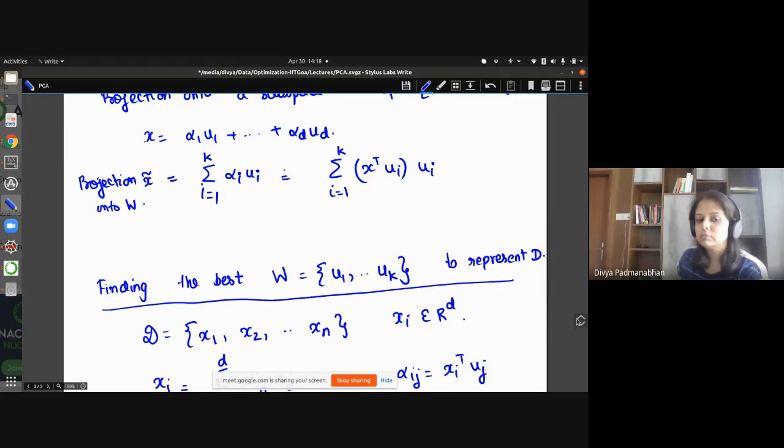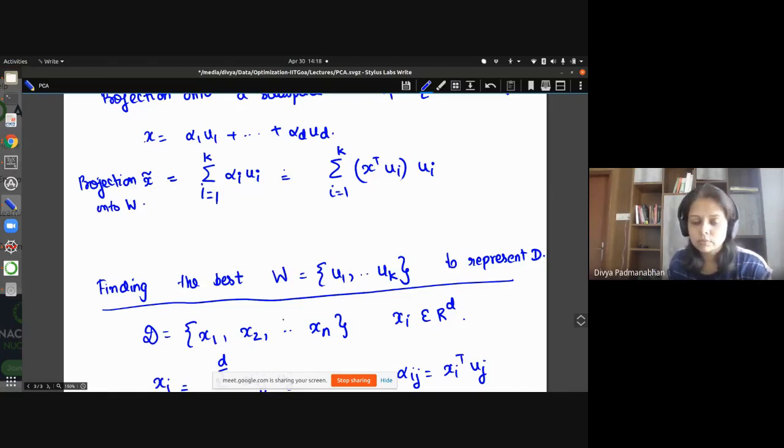Instead of just looking at u1 to uk, we'll try to think in terms of the orthonormal basis itself. Instead of finding the best subspace here, we are in some sense going to look at the orthonormal basis and view this subspace as a subspace of the orthonormal basis.